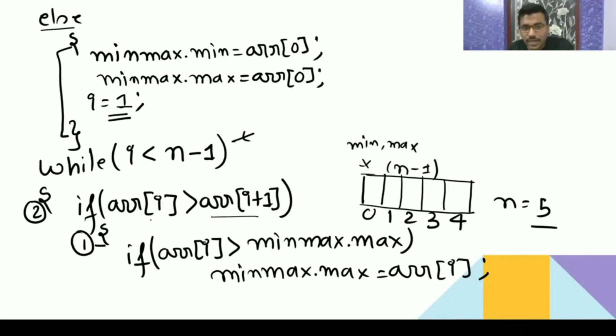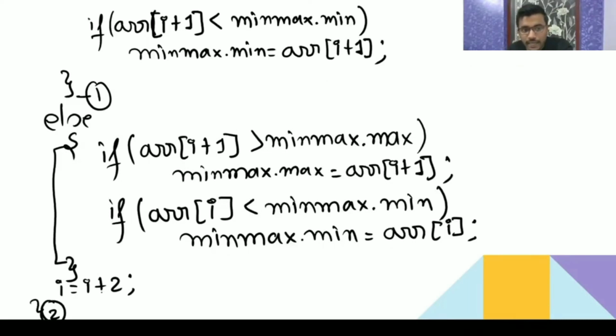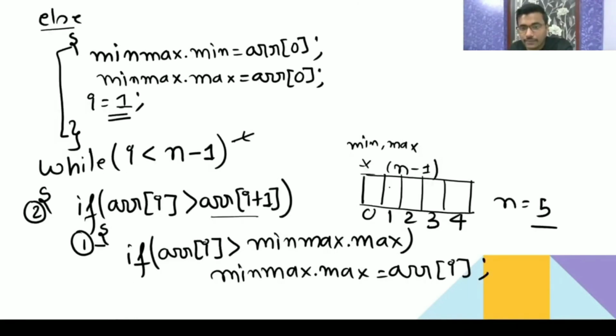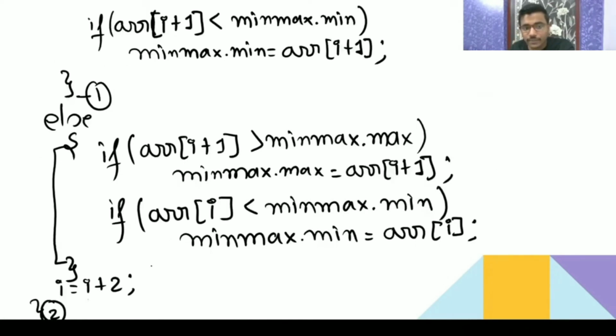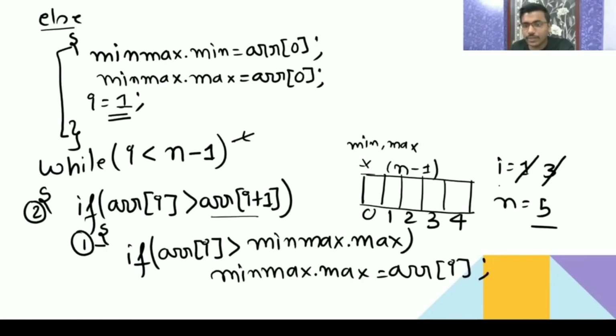n minus 1, that is 4. Now when I start from 1, is it smaller than n minus 1, that is 4? Yes. Then after this if, I will increment i by 2. First I was at 1, then it will go to 3. When i is 3, it will compare index 3 and 4. Done. Then again I increment by 2, that is 5, which is not smaller than this, so it will not go inside the loop again.